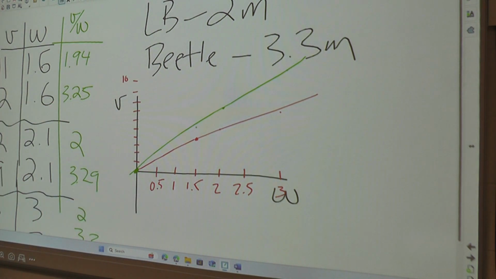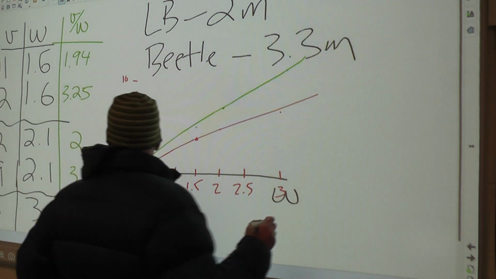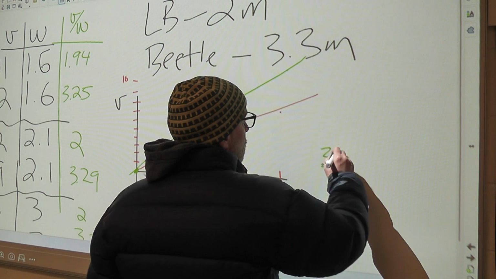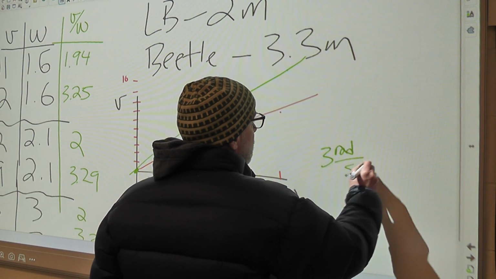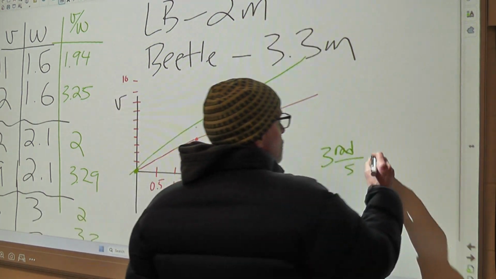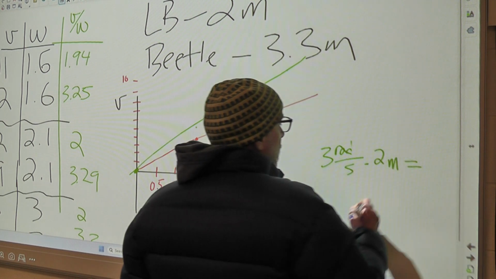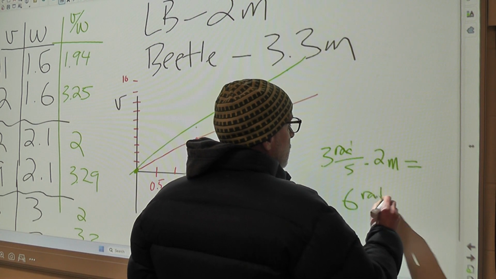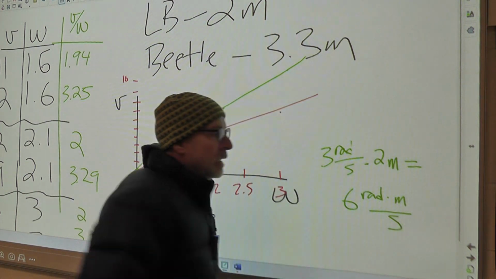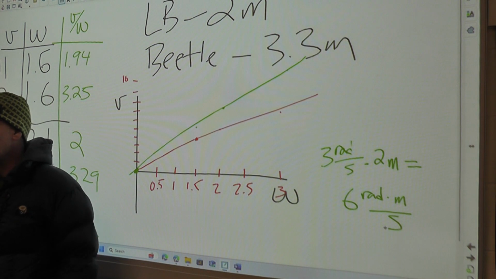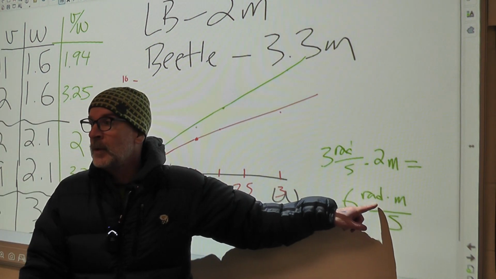Those of you who do the whole unit analysis thing might be thinking, wait a second, what happened to the radians? If I take, for example, 3 radians per second and I multiply it by 2 meters, that should give me 6 radian meters per second. And that's a weird kind of unit. But remember I said radians aren't a real unit.